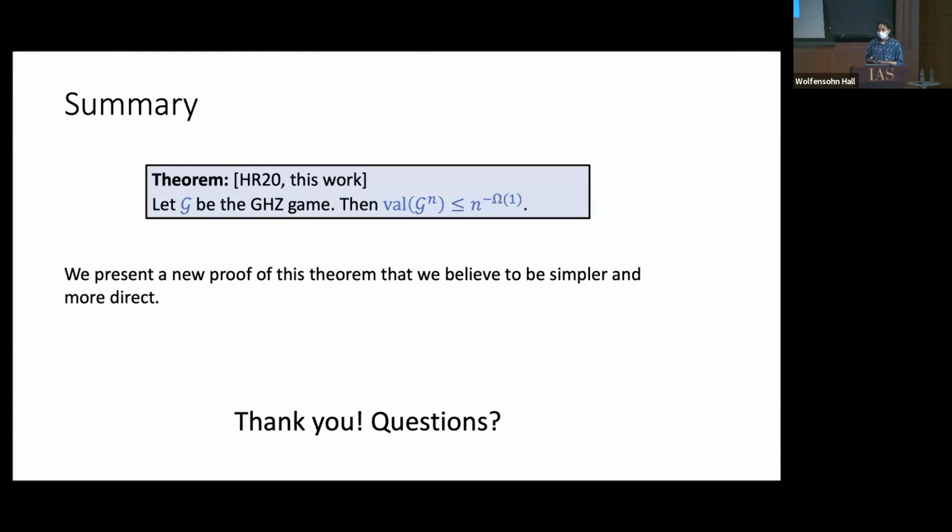So to summarize this result, we show that the value of the N-fold parallel repetition of the GHZ game is at most inverse polynomial in N. And we present a new proof of this theorem that we believe to be simpler and more direct. So this brings me to the end of the talk. So any questions? Thank you.